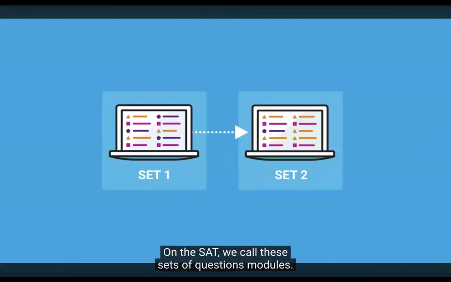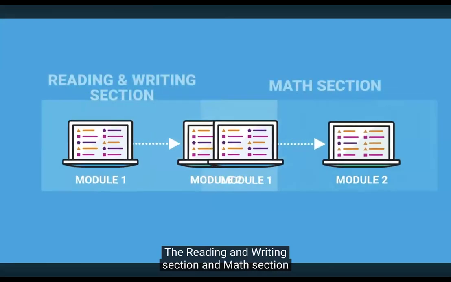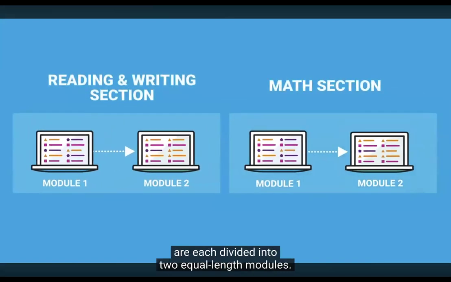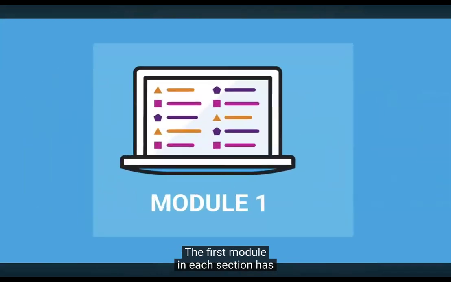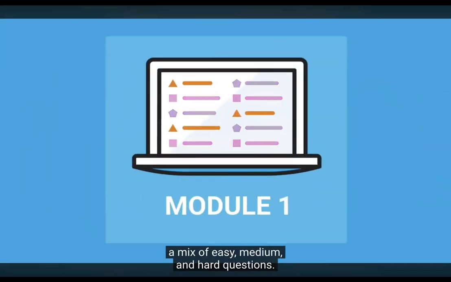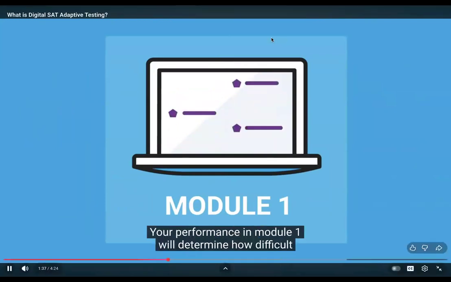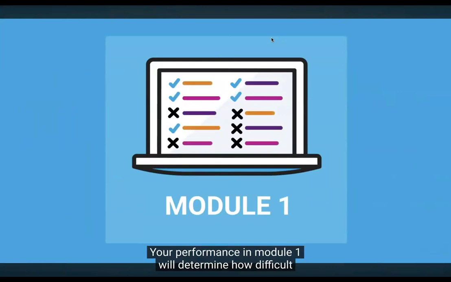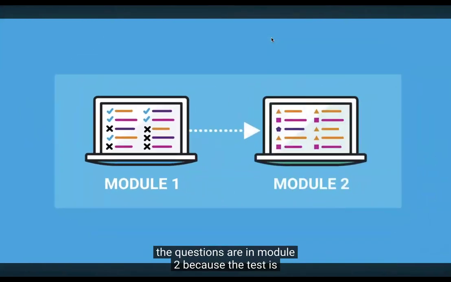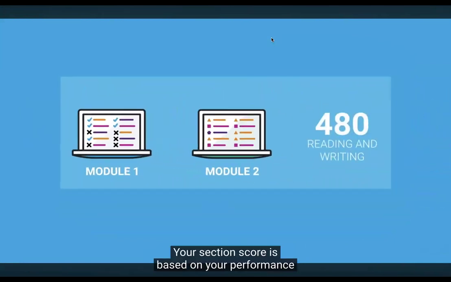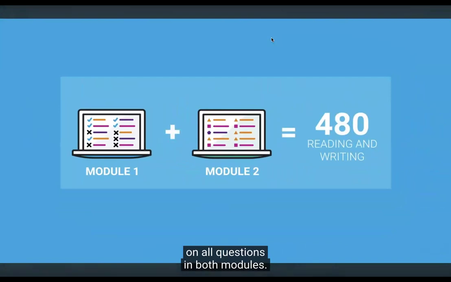On the SAT, we call these sets of questions modules. The reading and writing section and math section are each divided into 2 equal-length modules. The first module in each section has a mix of easy, medium, and hard questions. Your performance in Module 1 will determine how difficult the questions are in Module 2, because the test is adapting to you. Your section score is based on your performance on all questions in both modules.